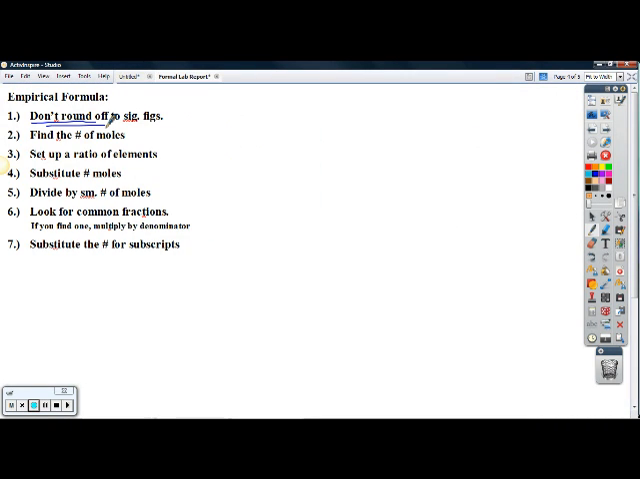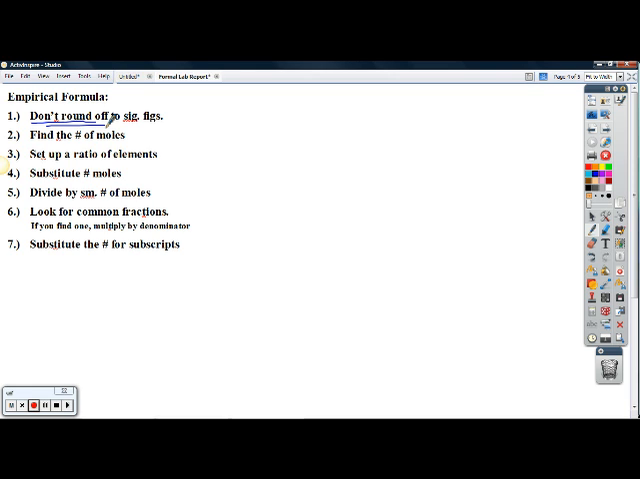Don't round off. You cannot have too many numbers, but you can have too few. So don't round off to the sig figs on this, because if you round off too much, you end up messing up your answer and not getting the right answer.